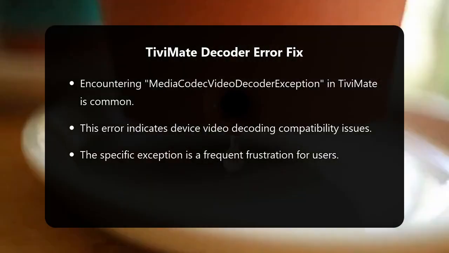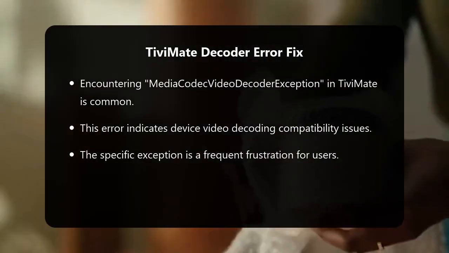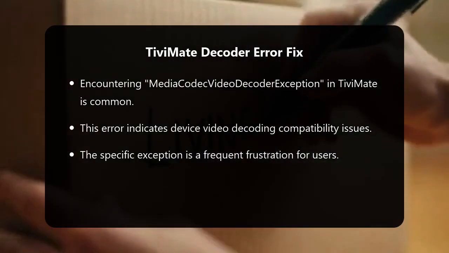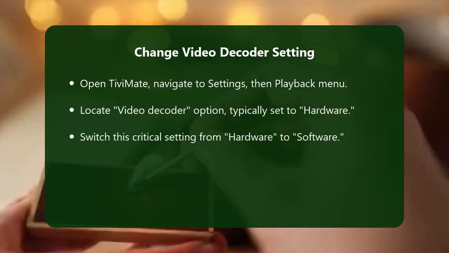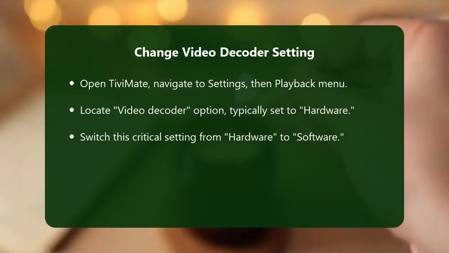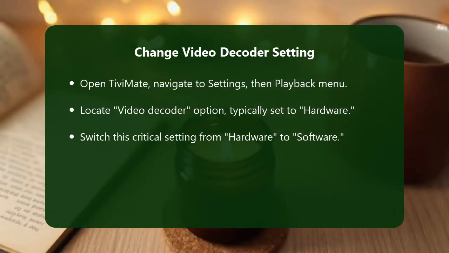The primary, straightforward solution involves a quick adjustment within TiviMate's playback settings, specifically changing the video decoder from hardware to software. Let me walk you through it step by step, as this simple tweak is often the magic bullet you need. First, open your TiviMate application.